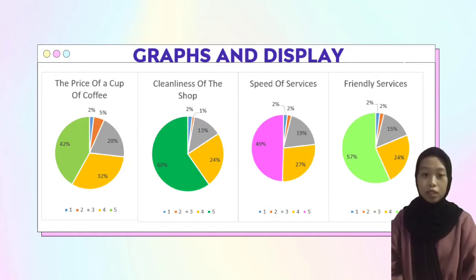60% of respondents say cleanliness of the shop is very important. 49% of respondents agree that the speed of service is very important. 57% of respondents say that the shop having a friendly service is very important to attract many people.